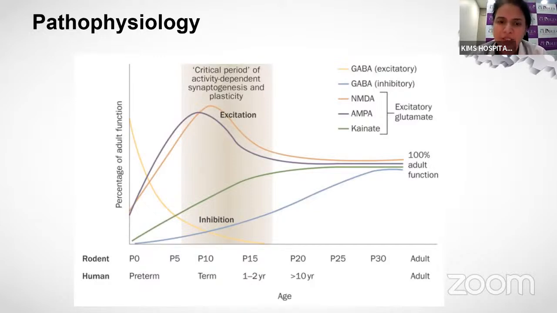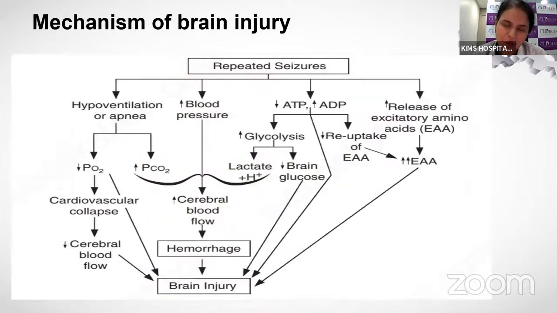So this is a graph that depicts that during this vulnerable age, starting from around a few weeks prior to birth until the age of around 1 to 2 years, there is a critical period of activity-dependent synaptogenesis and plasticity, where we also see that there seems to be a predominance of excitatory function. This is because of the predominance of glutamatergic channels, which are excitatory in function, and also because the GABAergic channels also become paradoxically excitatory because of the inherent increase in intraneuronal chloride concentration in the neonatal neurons.